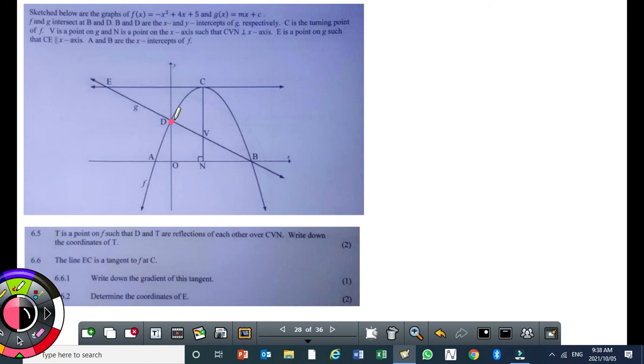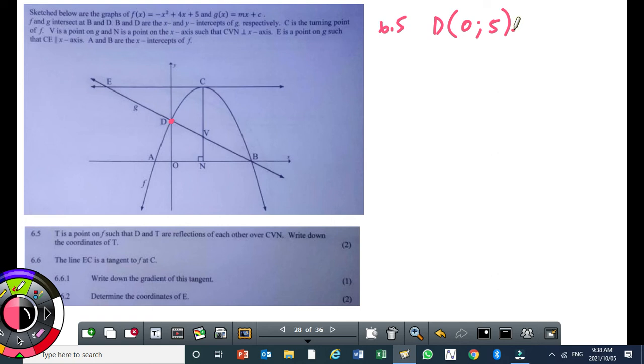Okay, in this question, D is our object. The coordinates of D are our object. So we know the coordinates of D: X is 0, Y is 5. Do you understand that? Then we are going to reflect point D about CBN.